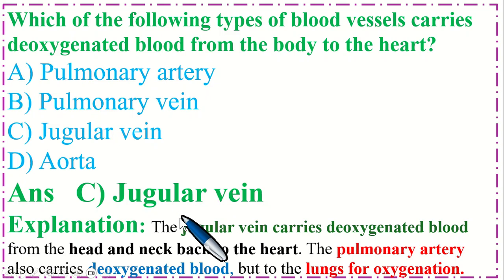The jugular vein carries deoxygenated blood from the head and neck back to the heart. The pulmonary artery also carries deoxygenated blood, but to the lungs for oxygenation.